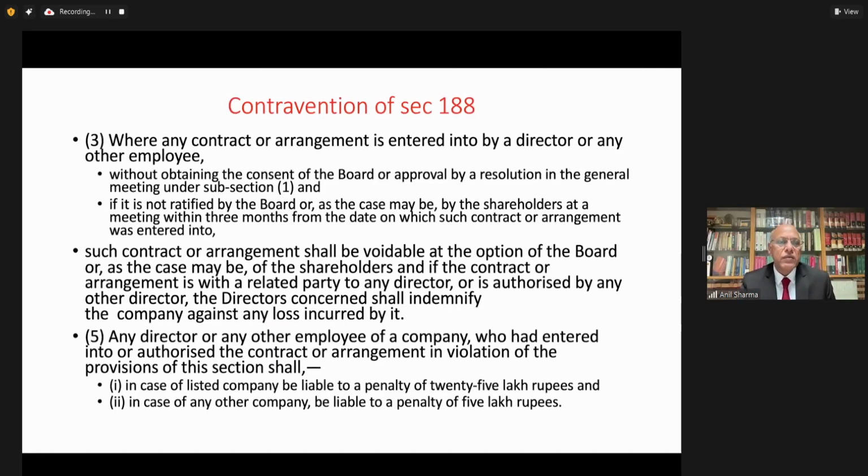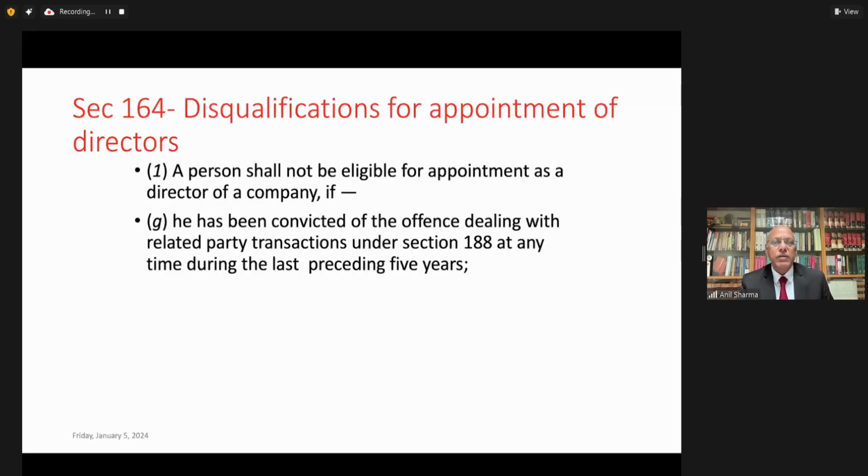Similarly, contravention of section 188. Here also, any transaction entered into without complying with the provisions attracts a penalty of 25 lakh rupees in the case of listed companies, and in the case of other companies it is 5 lakh rupees. Heavy penalties are there, transactions become voidable at the option of the company, and directors are required to indemnify the company against any loss if the company incurs any loss in that particular transaction.